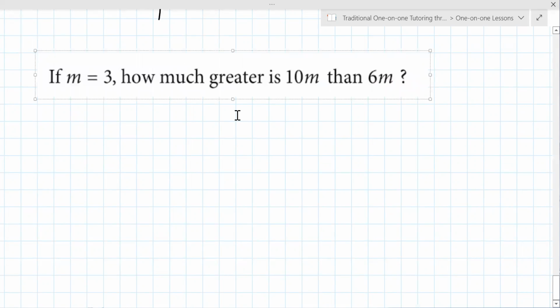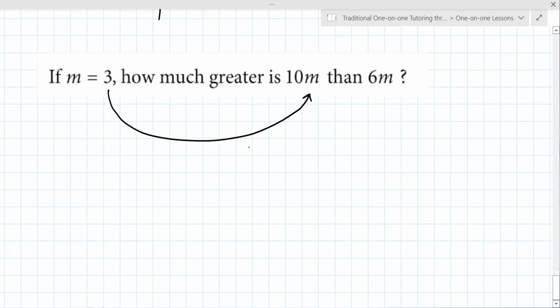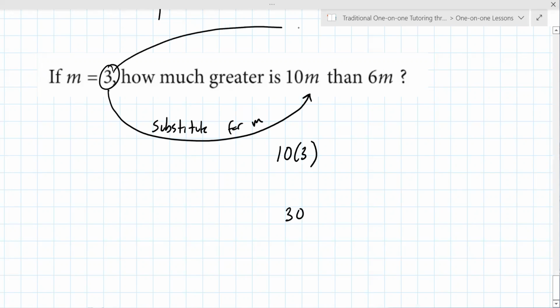If m equals 3, how much greater is 10m than 6m? Okay, so if m equals 3, can you tell me what 10m is? But m is 3. What is 10m? How do you calculate that? Do you see that you substitute just like we did in the previous problem? What is 10 times 3? 10 times 3 is 30. Okay, now do the same thing for 6m. What is 6 times 3? That's going to be 18.